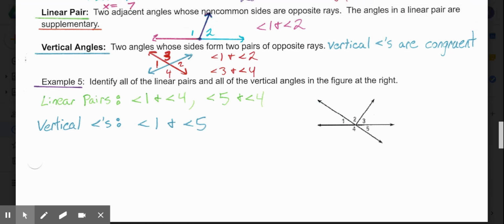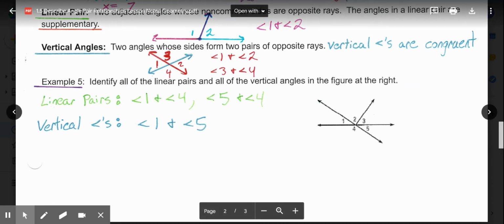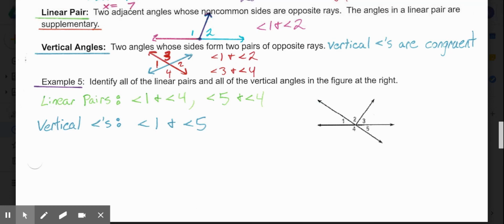The simple way to think of vertical angles is if you make an X, they are on opposite sides of that X. So they're on top and bottom in this case, or left and right together. And another note is just that vertical angles are always congruent to each other. So angle 1 and 2 are congruent, and angles 3 and 4 are congruent.